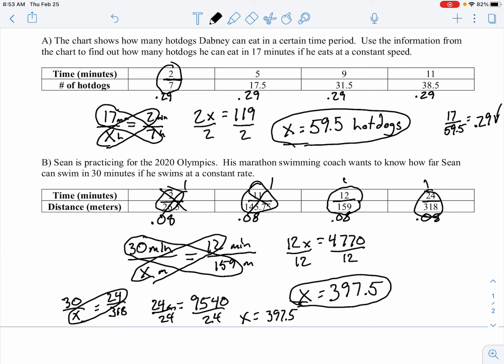But it never hurts to double check, so what we're going to do is divide those 30 minutes by 397.5. Oops, I forgot to label this too, meters. 30 divided by 397.5. And once again, I get the exact same decimal as I did before, that I am rounding the exact same way. And we know that these ratios are equivalent, so we know that this is the correct distance he can swim in that amount of time.